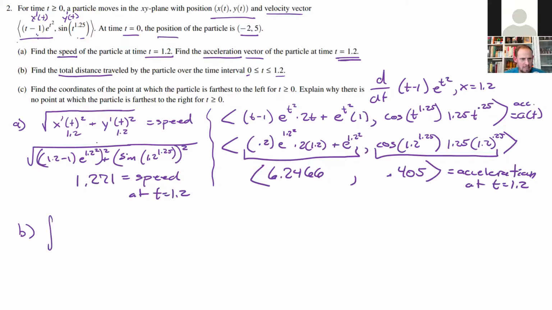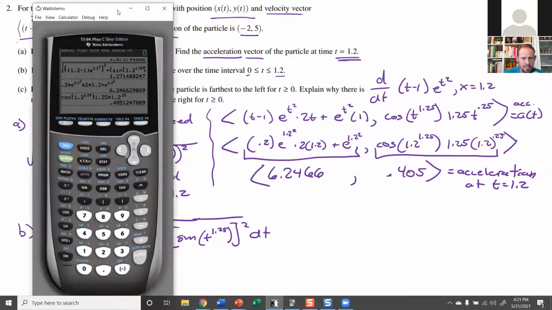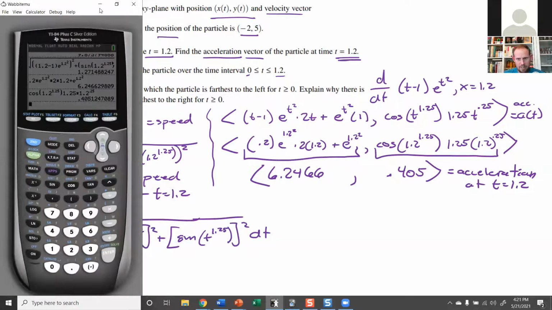So that's the integral of the speed, right? Integral of the speed from 0 to 1.2. So we have this is already the velocity. So this guy squared. So that'd be, I'm just going to put a bracket, (t minus 1) times e to the t squared, plus sine of t to the 1.25, squared, dt. All right, so there's no way I'm going to try and work that out by hand. I wouldn't even know where to begin. But I do know how to type that into the calculator, if the calculator will let me.